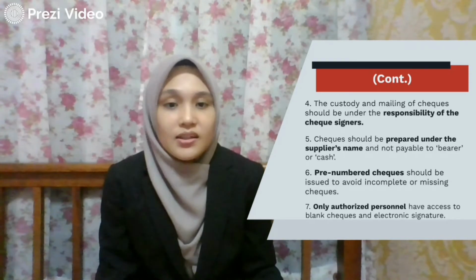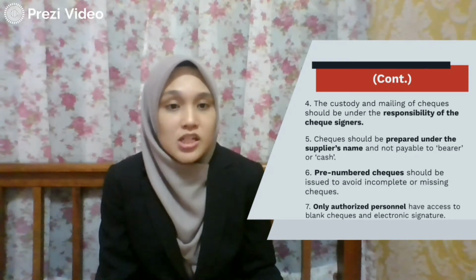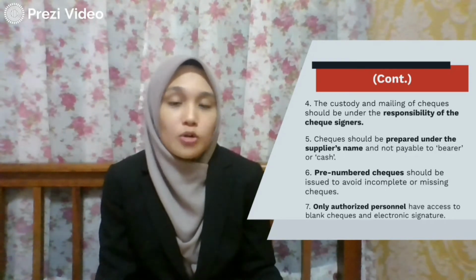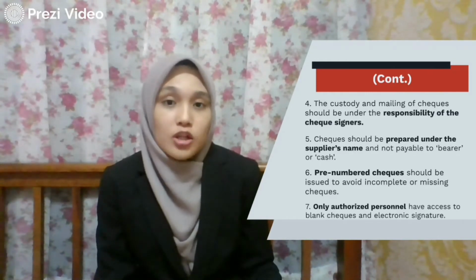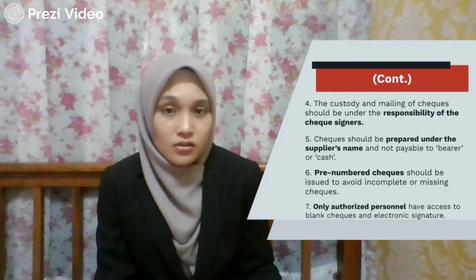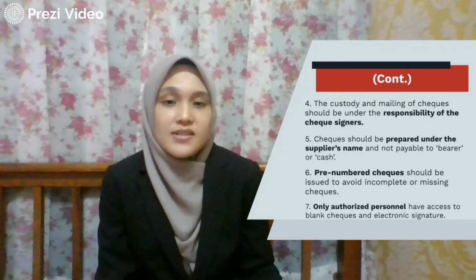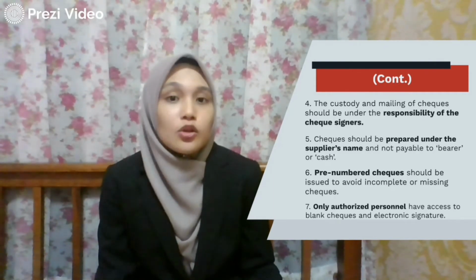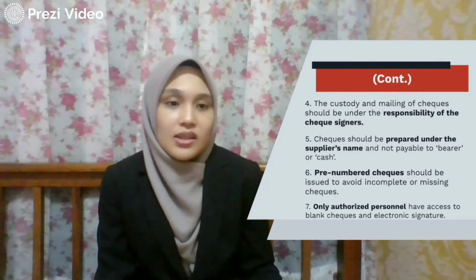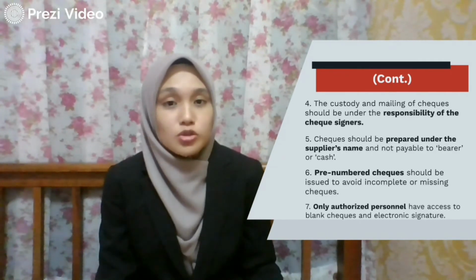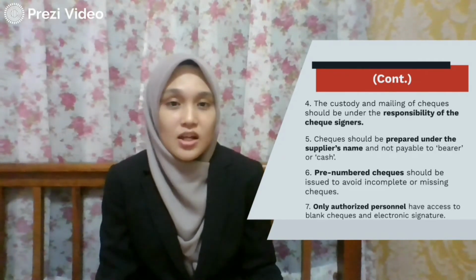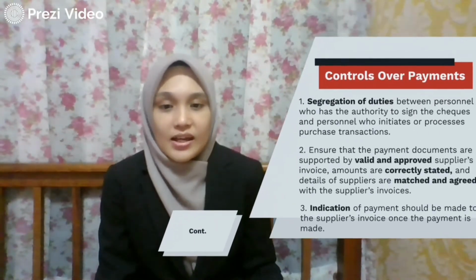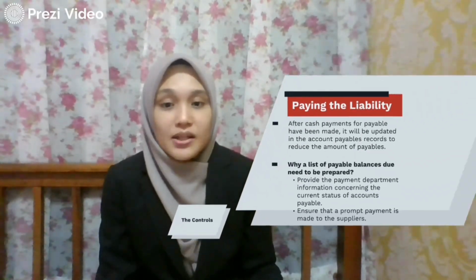The second last, pre-numbered checks should be issued to avoid incomplete or missing checks, and only one or two authorized personnel can access the blank checks and electronic signature to reduce and prevent theft. And both of these controls are also occurrence in audit objective. And this is for paying the liability.